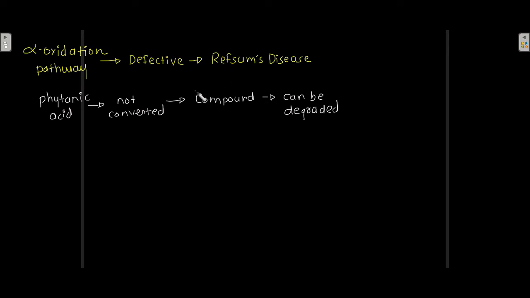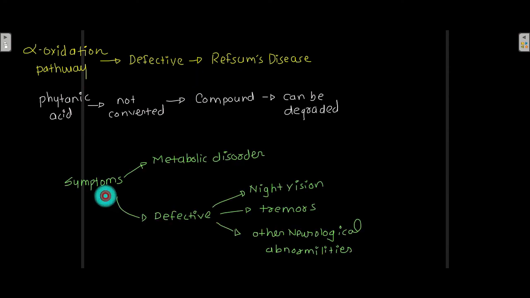Now, the symptoms of this metabolic disorder, that is Refsum's disease, are defective night vision, then tremors, then other neurological abnormalities. Okay, these are the symptoms of this metabolic disorder, which is known as Refsum's disease, and that happens because of the defective alpha oxidation pathway. So these things are happening because this phytanic acid is just not converted into a compound that can be degraded.